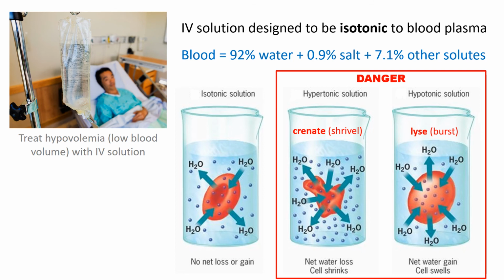Now, let's think of a different scenario. Let's think of a patient who has the appropriate blood volume, but they've just become dehydrated. In this scenario, what type of IV solution would you design? So they don't need more blood volume, they just need more water to enter their cells. I'll give you a moment to think of the answer. Ready? In this scenario, if you want more water to enter their cells because they've been dehydrated, you would treat them with a hypotonic solution. Fun fact.